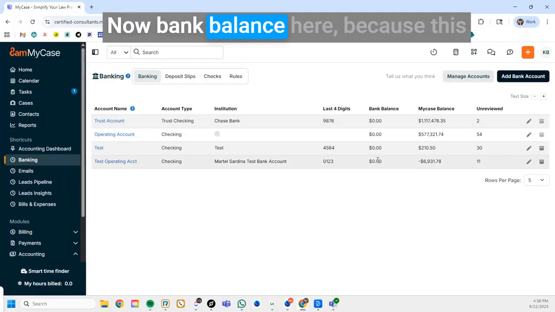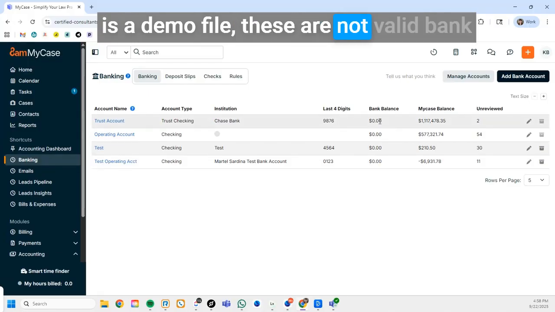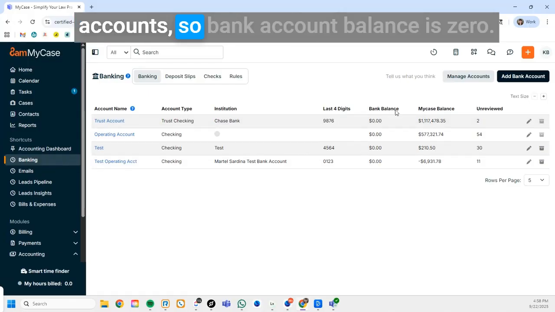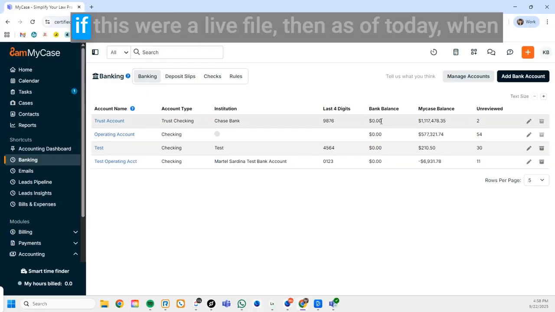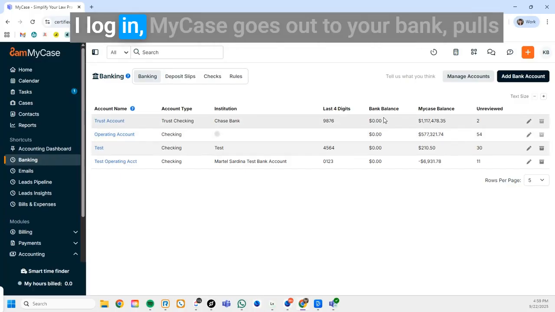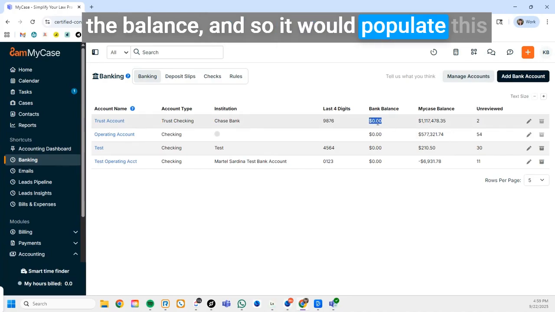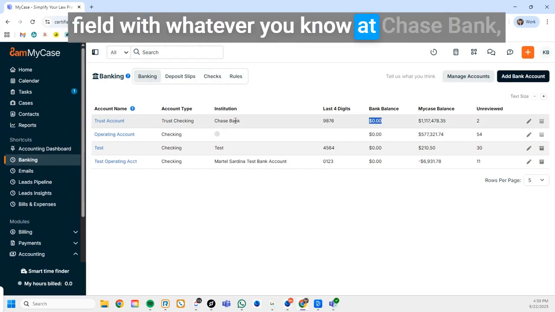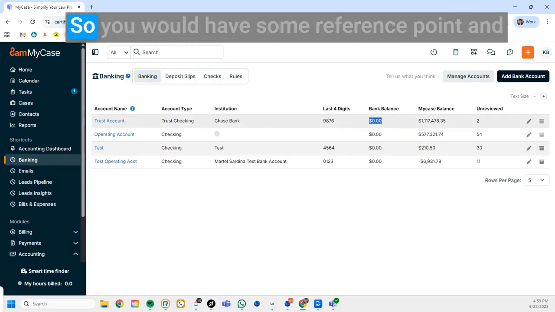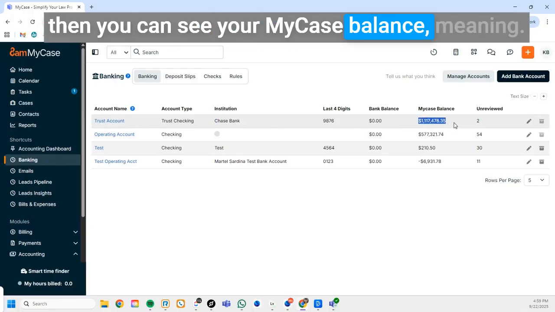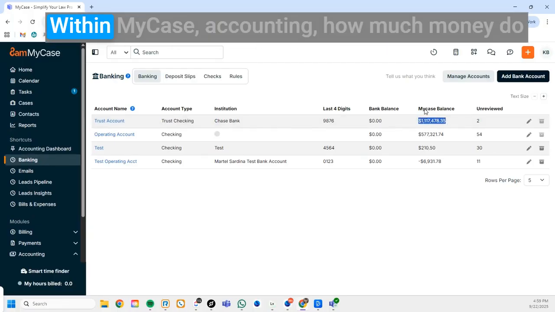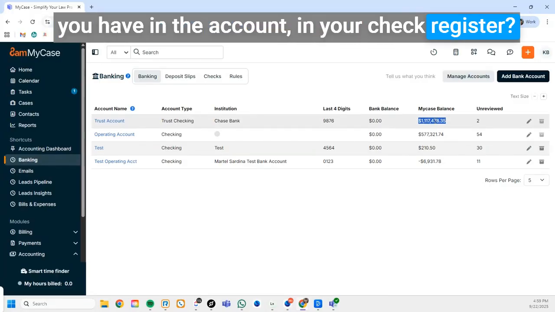Now, bank balance here, because this is a demo file, these are not valid bank accounts. So bank account balance is 0. If this were a live file, then as of today, when I log in, MyCase goes out to your bank, pulls the balance. And so it would populate this field with whatever your trust account balance was at Chase Bank. So you would have some reference point, and then you can see your MyCase balance, meaning within MyCase Accounting, how much money do you have in the account in your check register?